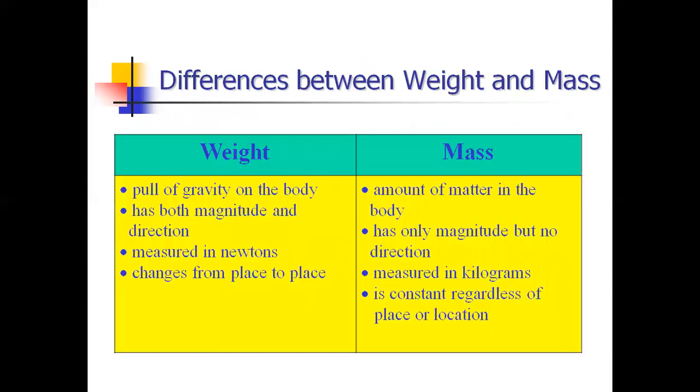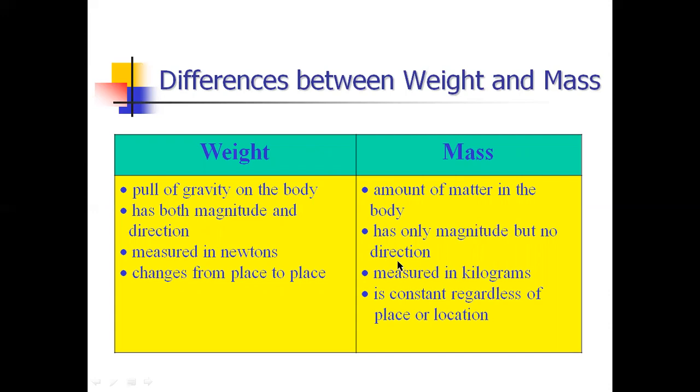So if we differentiate between mass and weight, there are five differences between mass and weight. Number one, weight is the pull of gravity on the body, whereas mass is the amount of matter in the body. Second difference, weight has both magnitude and direction, as it is a force and earth is attracting each object towards its center, meaning this force has a direction towards the center of the earth. So this has magnitude and direction, but mass has only magnitude.